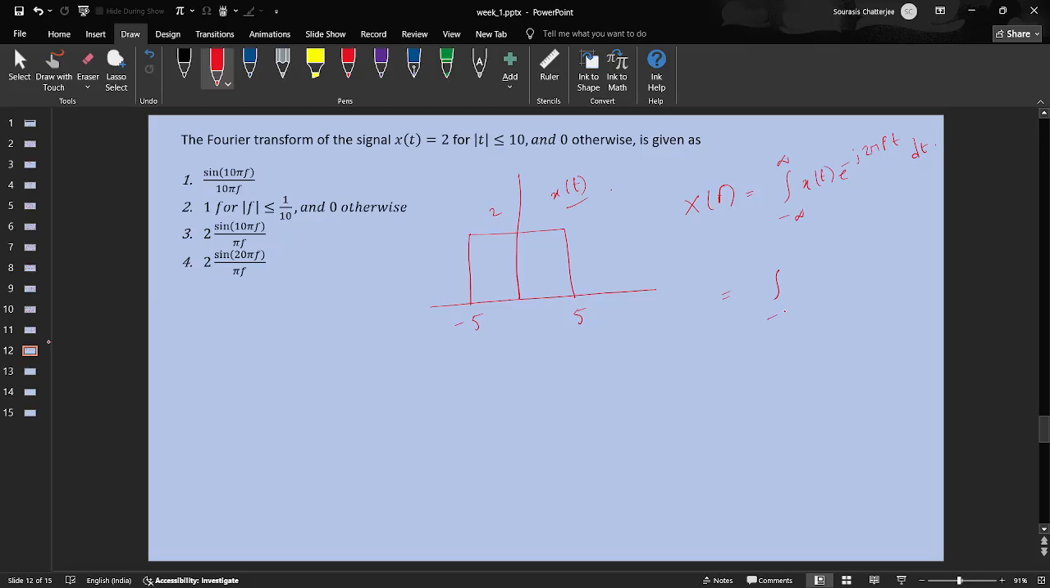essentially running from -5 to 5, of 2 times e to the power minus j 2 pi f t dt, where we can take the constant outside. So it's essentially 2 over minus j 2 pi f, times e to the power minus j 2 pi f t.